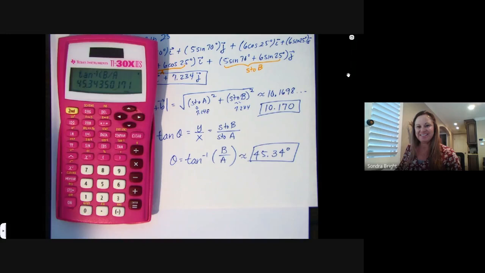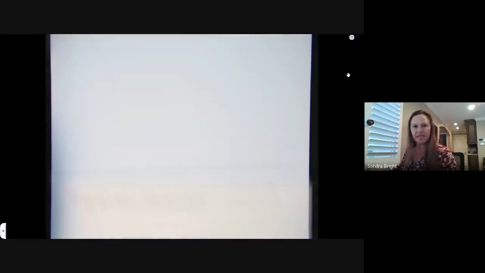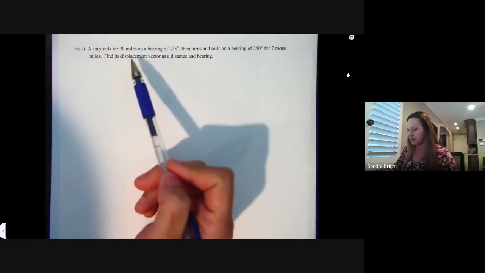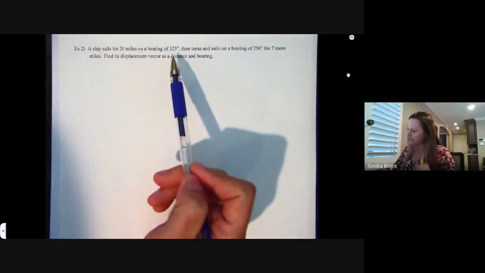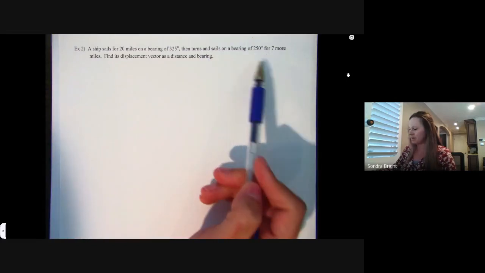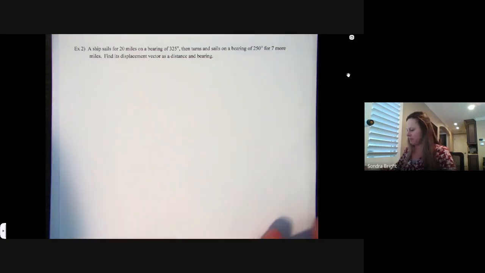All right. There's that problem. Hopefully that was pretty straightforward. The next one you're not going to like so much. All right, example 2 says, a ship sails for 20 miles on a bearing of 325 degrees and then turns and sails on a bearing of 250 degrees for 7 more miles. Find its displacement vector as a distance and a bearing.